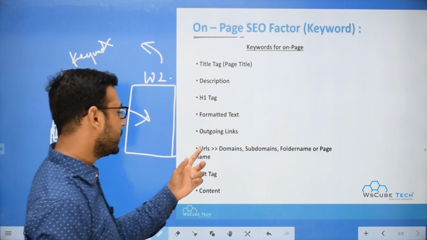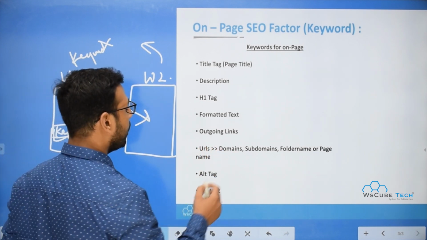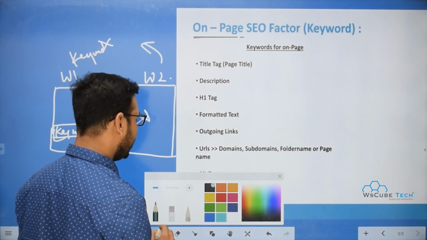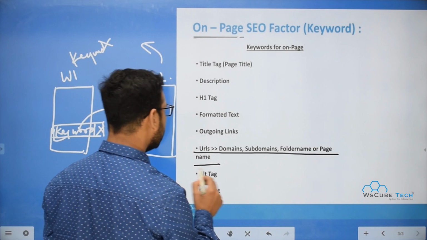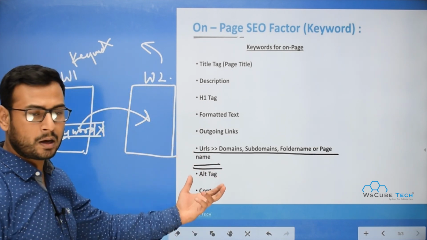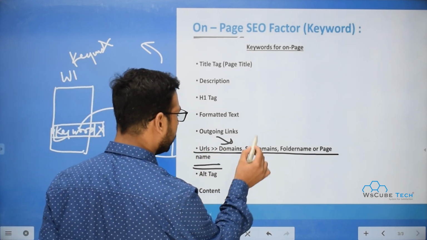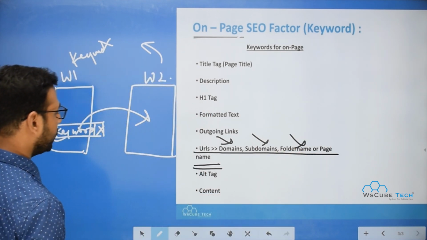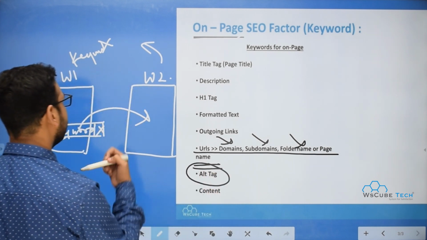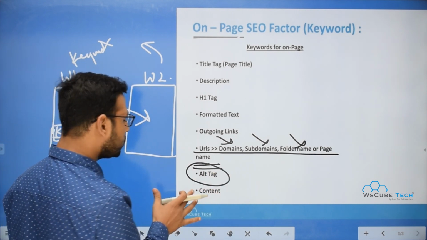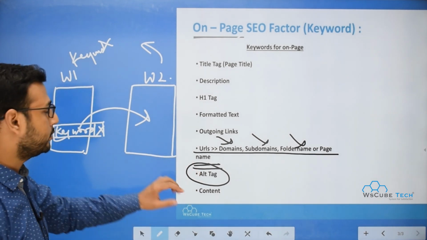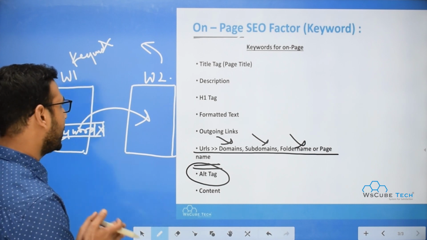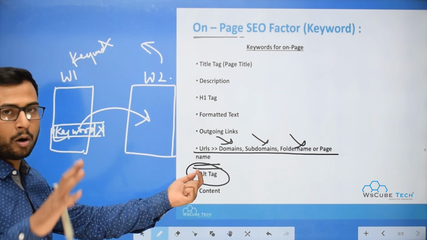Then there are URLs, and within URLs we have domains, subdomains, and folder name or page. This is basically related to the structure of the URL. So you can place your keywords into domains, into subdomains, into folder names. There's a lot of scope. Then from the image optimization point of view, if you have decided some keywords, then definitely you can put those keywords into the alt tag. So this is related to image optimization also, but you can put the keywords that you have decided into the alt tag of your image.